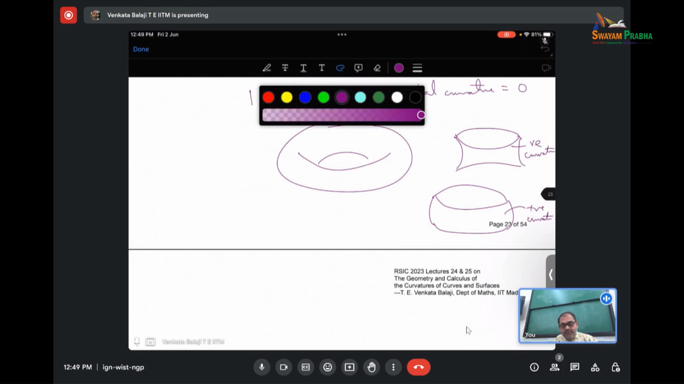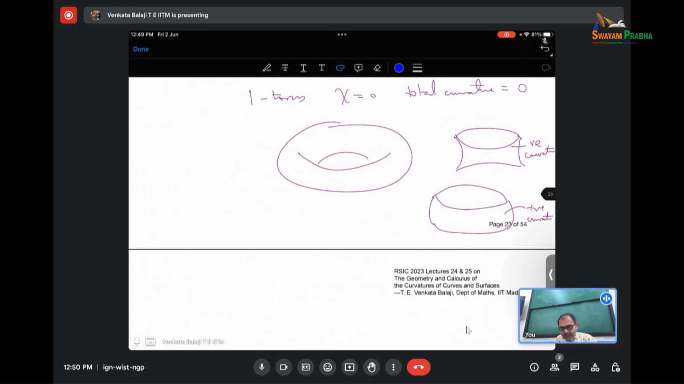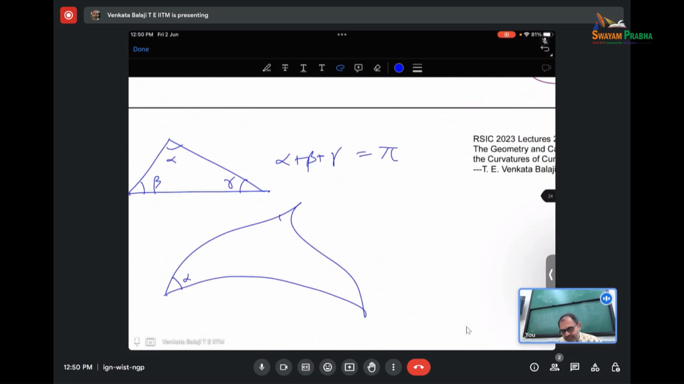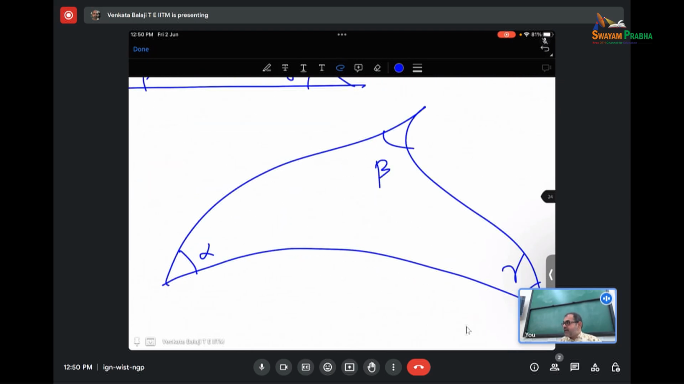If you look at the plane version, you have this alpha, beta, gamma, then alpha plus beta plus gamma is equal to pi. Okay, but what is going to happen if I take a triangle like this? This is a curved triangle, what is called a curvilinear triangle on the plane. Again here, mind you, I still have the angles alpha, beta, and gamma, whichever way you want to take it. And you know how to define these angles: you have to take tangents. So you know the definition.